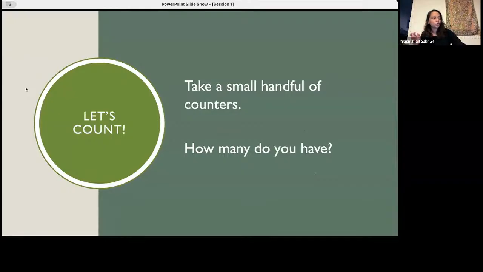Oftentimes when you ask young children, okay, here, count these, how many? They'll say one, two, three. And you say, how many do you have altogether? And they'll say one, two, three. You say, no, but how many do you have? One, two, three. That means they don't quite understand the idea of cardinality, that this is not three. This is three. And so it's actually a very difficult concept for young children to acquire. Any questions?